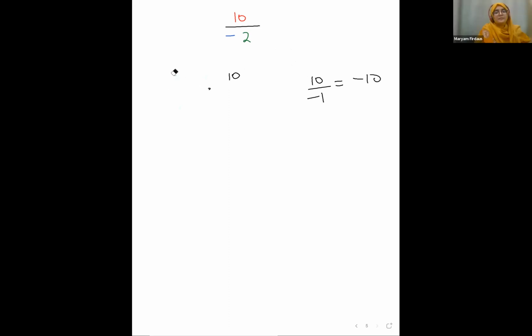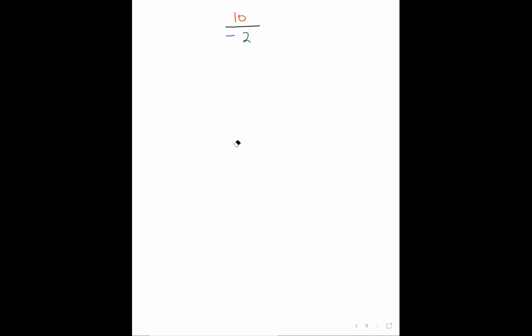Now see here what we're going to do. Okay. So this can be written as 10 divided by... Now, how do I separate the negative sign from the 2? Can I write this as minus 1 multiplied by 2? Yeah. Okay.